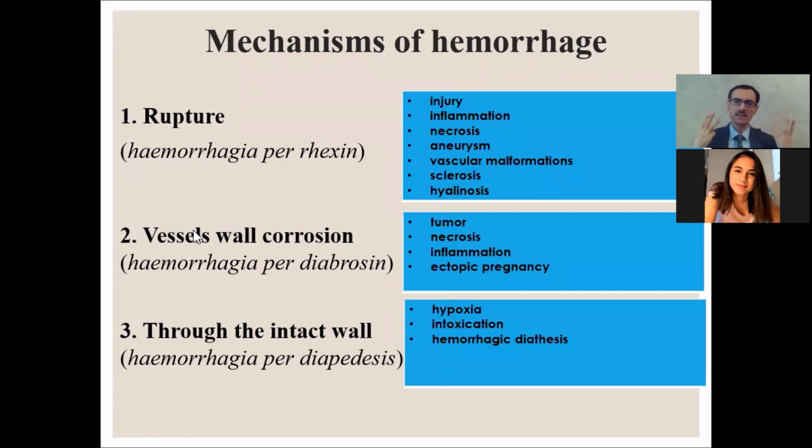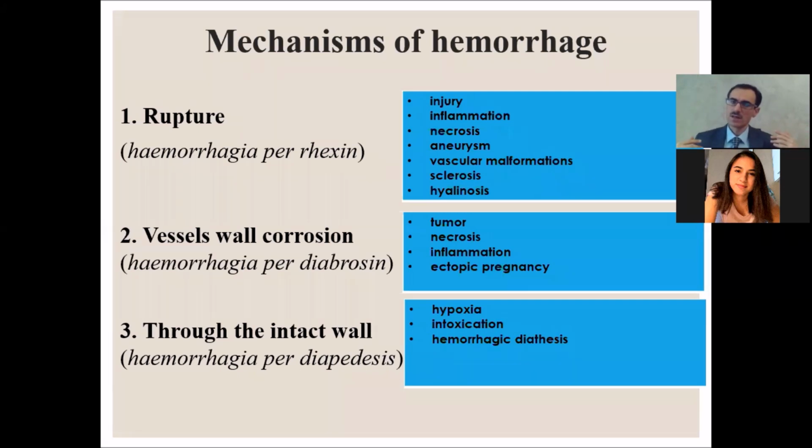There are three mechanisms of the hemorrhage. First, hemorrhagia per rhexin. It means the rupture of the vascular wall by injury, inflammation, necrosis, aneurysm, vascular malformation, sclerosis, or hyalinosis. So in these conditions, the blood vessel ruptures. For example, mechanically, by a knife.